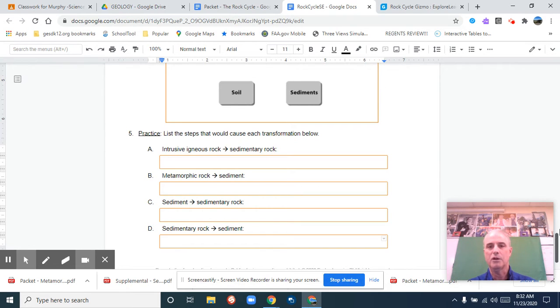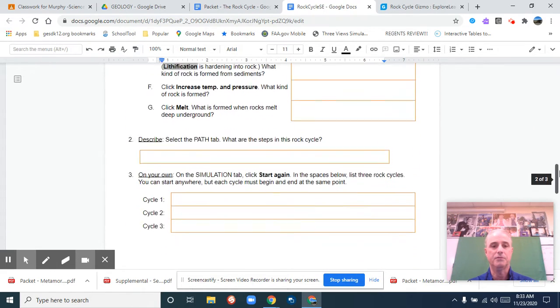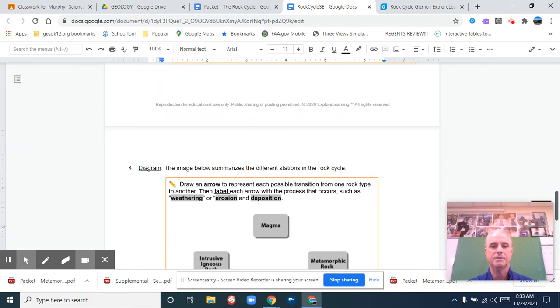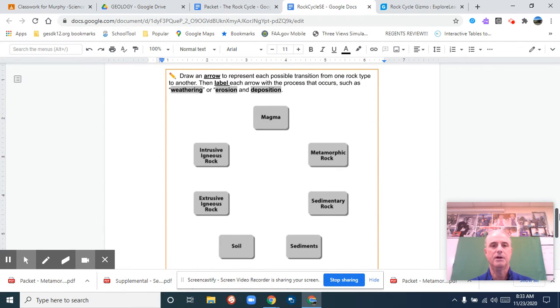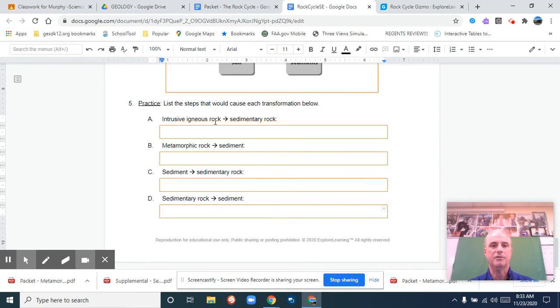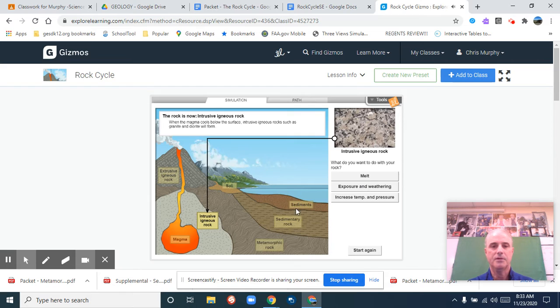Now, going through all of the other questions up here and trying each one, you should have gained a little bit of knowledge on how to go through each one of these cycles. Hopefully this diagram helped you as well. So it says intrusive igneous rock into sedimentary rock. I'm going to go over to my Gizmo and look for intrusive igneous rock and push that. It gives a little title of what it is and an idea of what it looks like, and we're going to go from there.